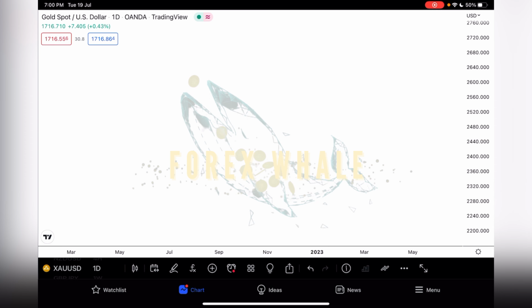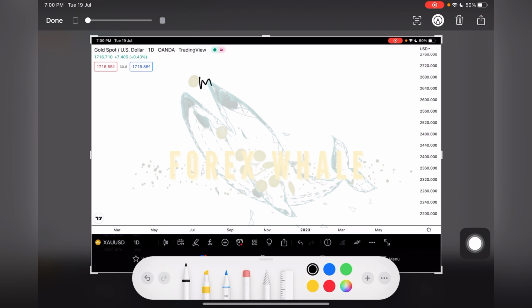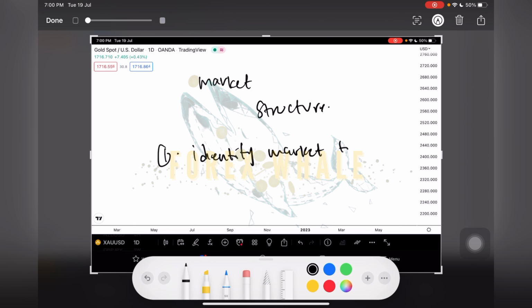Okay, in this video we're going to cover the topic on market structure. Maybe some of you have already heard about this, but to me this is a very important topic and it needs to be learned by a lot of traders out there, especially if you're new, because this is what's going to help you look at the charts easier and also helps you to identify the trend. So the importance of understanding market structure is, of course, firstly to identify the market trend.